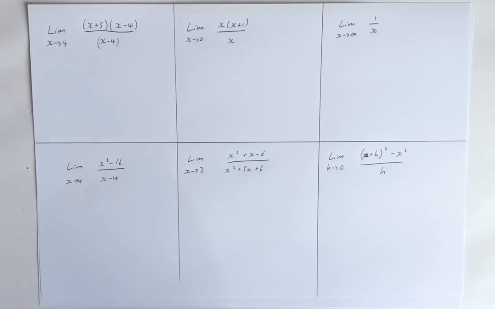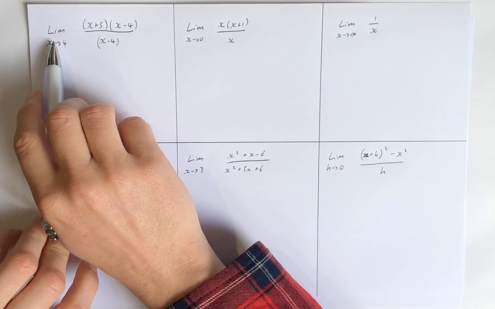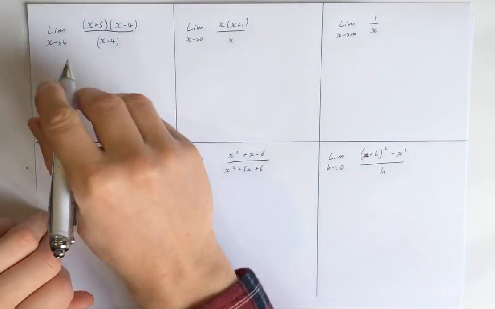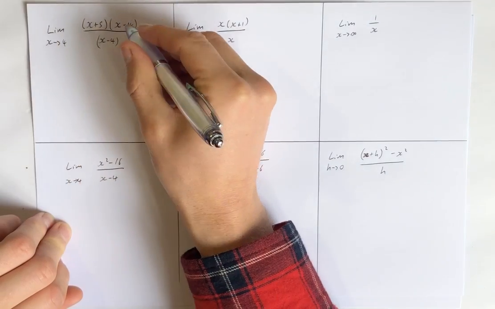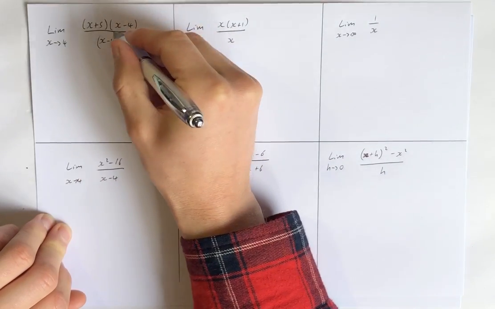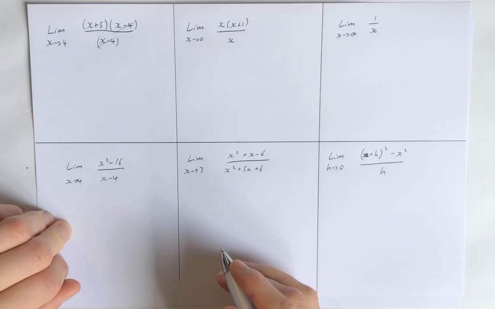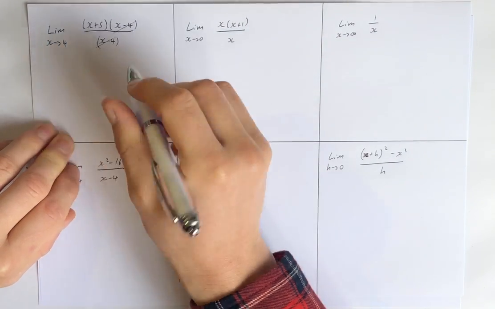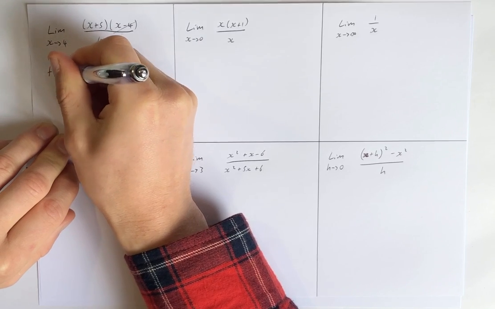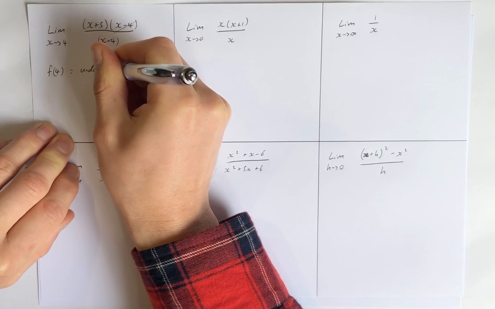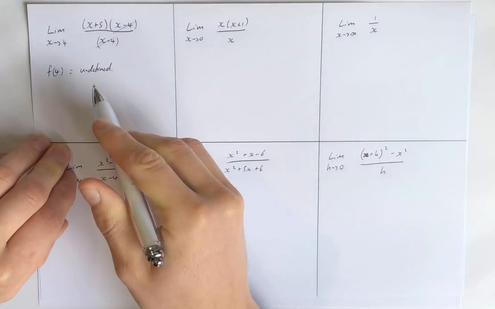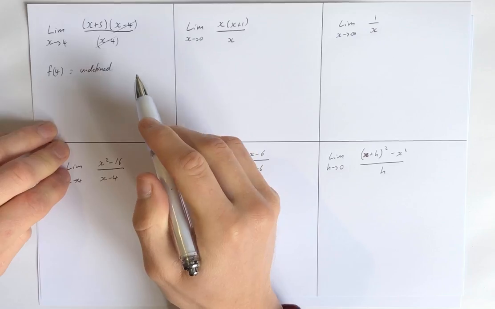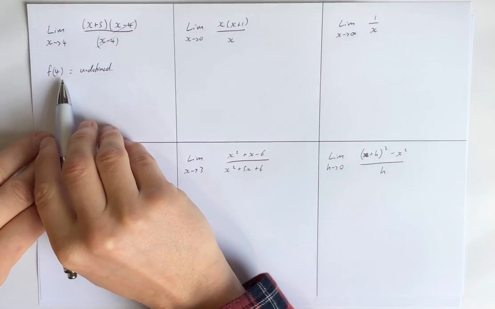The first one I'm going to look at is the limit: what happens as we get closer to 4 in this function here? You'll notice that we can actually divide the top and bottom by x minus 4. But notice that if x was 4 itself, this function would be undefined. So f of 4 is undefined. At 4, this function just can't be defined. You can't divide by 0. So we can still do this division, but we have to note that down.